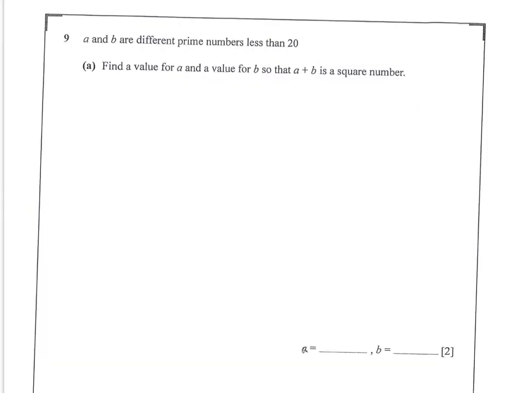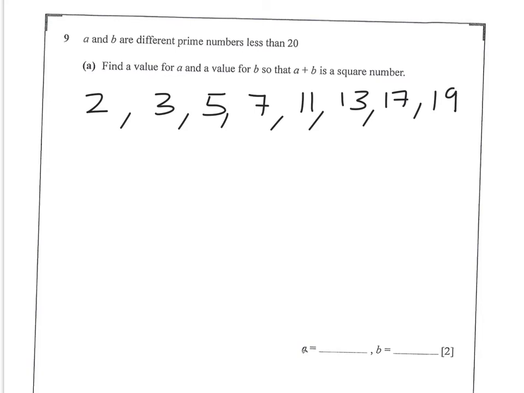So A and B are different prime numbers less than 20. I'm going to start by listing the prime numbers less than 20. So that's 2, 3, 5, 7, 11, 13, 17 and 19. And we want to find a value for A and B so that A plus B is a square number. So we want 1 or 4 or 9 or 16.